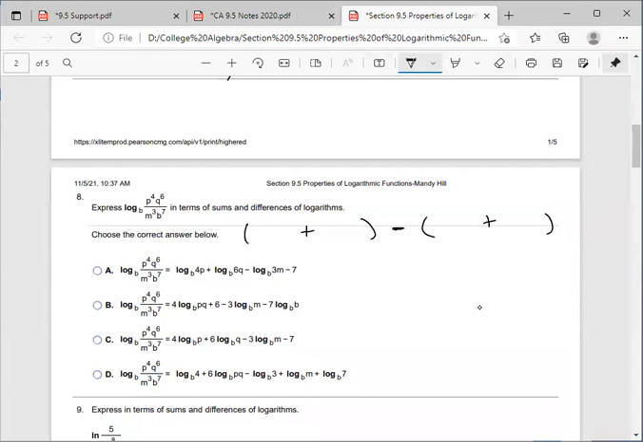So the log base B is going to be every one of these. On the top, we've got a P to the 4th and a Q to the 6th. On the bottom, we've got an M to the 3rd and a B to the 7th.